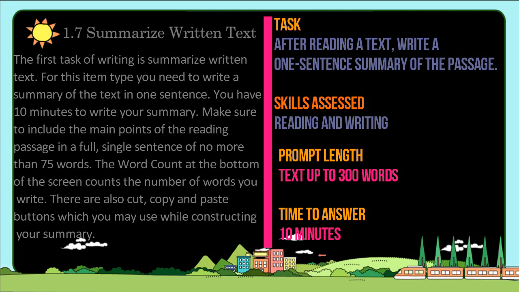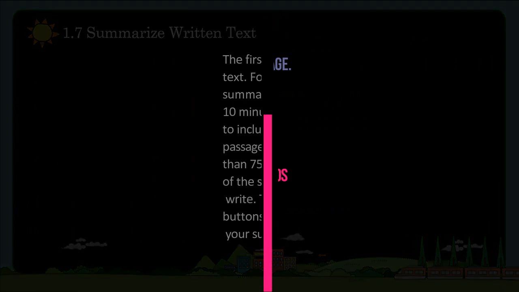Make sure to include the main points of the reading passage in a full, single sentence of no more than 75 words. The word count at the bottom of the screen counts the number of words you write. There are also cut, copy and paste buttons which you may use while constructing your summary.